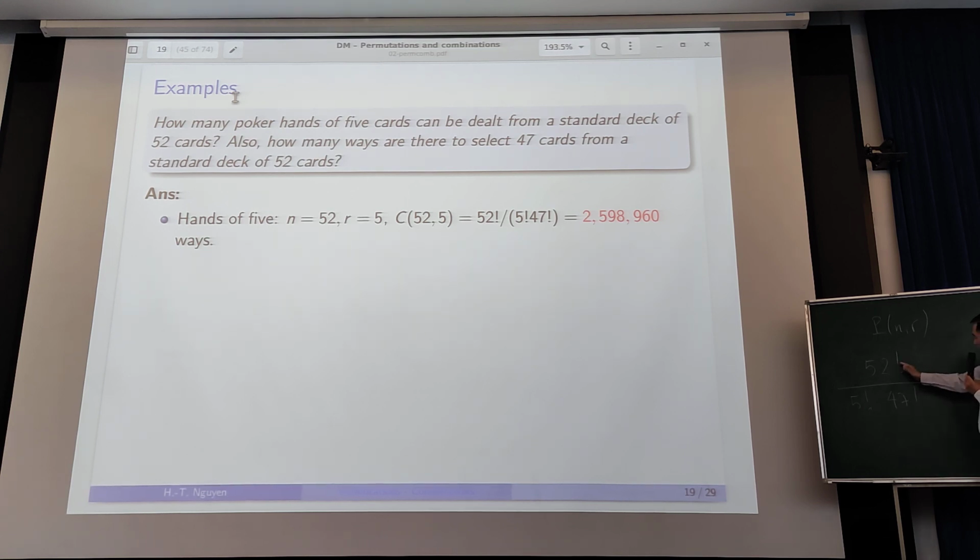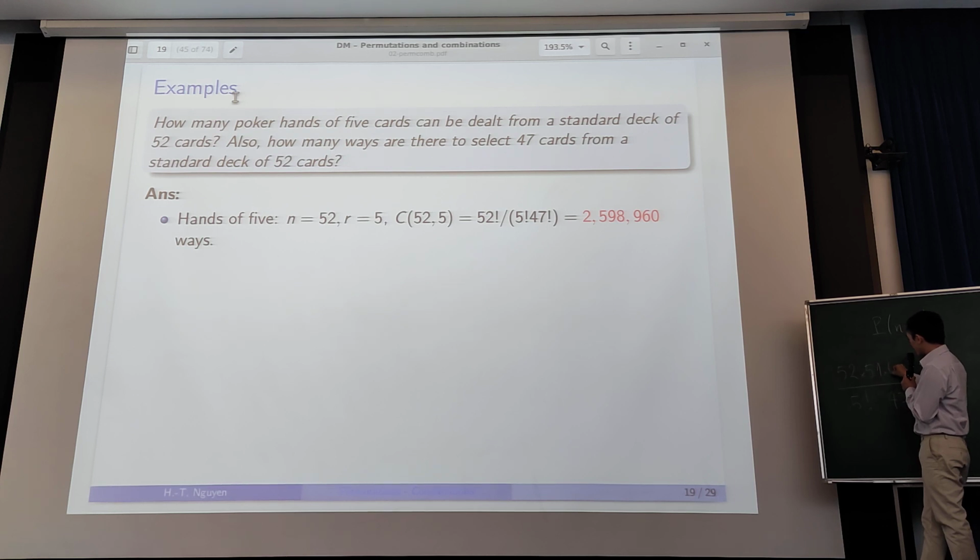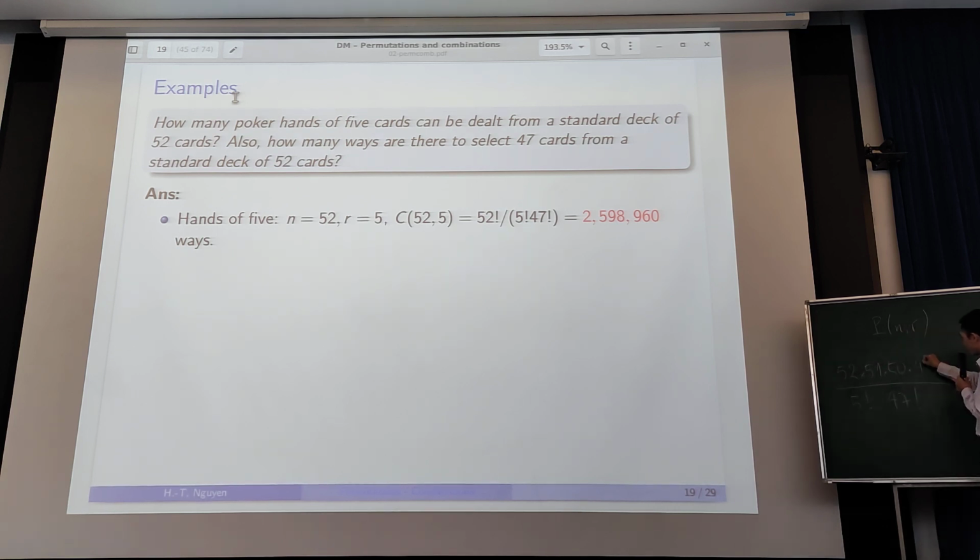We will simplify the 52 factorial. In fact, you can write it as 52 times 51 times 50 times 49 times 48 times 47 factorial. This way you can get rid of 47 factorial, and what you get is a much more reasonable product to calculate.